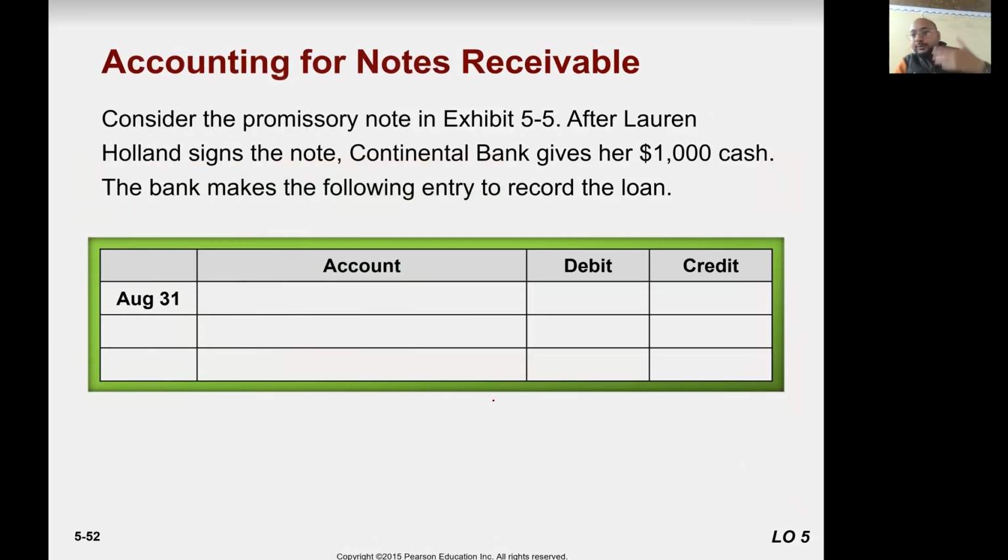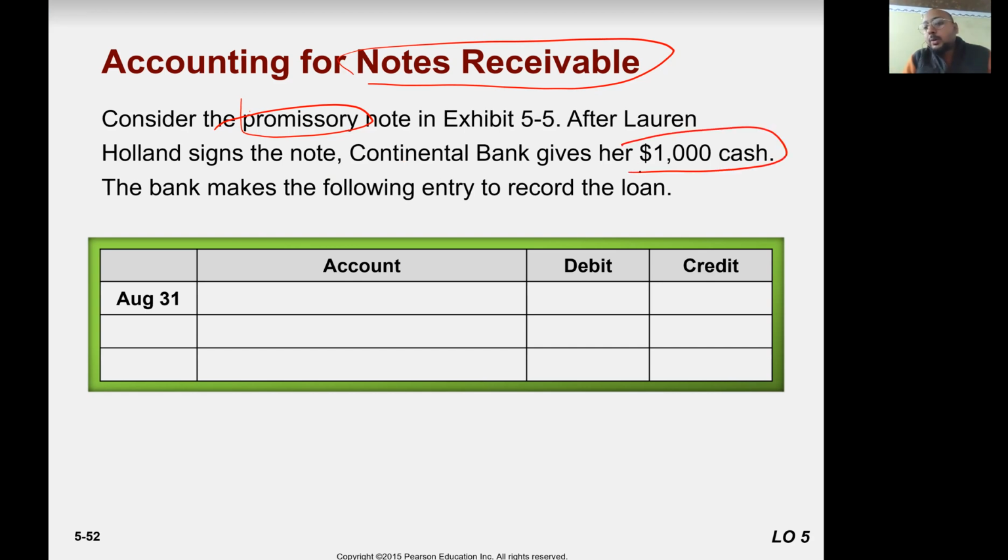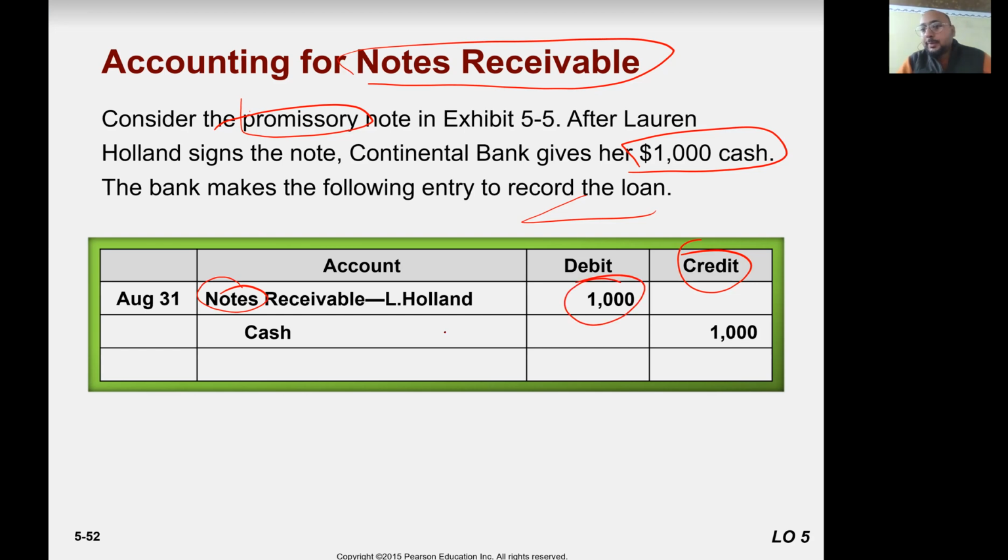Now let's solve this example. So consider the promissory note. Whenever you read the promissory note, it means we are talking about the notes receivable. So after Lauren Holland signs the note, Continental Bank gives her 1,000 cash. The bank makes the following entry to the loan. When the bank pays the cash, the entry is going to be notes receivable to cash. Cash decrease, credit. In this case, notes receivable increase, debit.